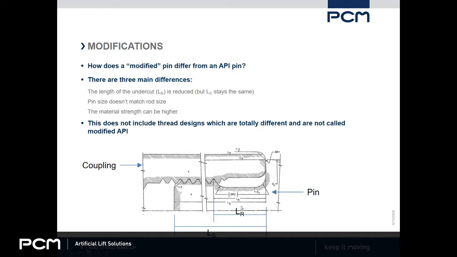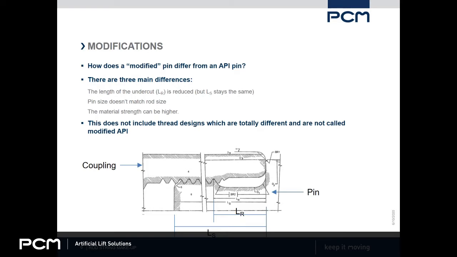I think I missed the point there. When we talked about where LS stays the same, the reason they make LS stay the same instead of just making it longer to put more threads in is it means you can still use a standard API coupling. There's no difference between the coupling on a beam pump system and a coupling for a PCP drive rod if you make them like this. If you made the pin longer, you'd have to make the coupling longer as well.